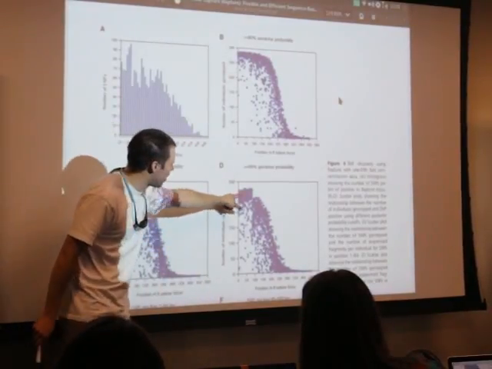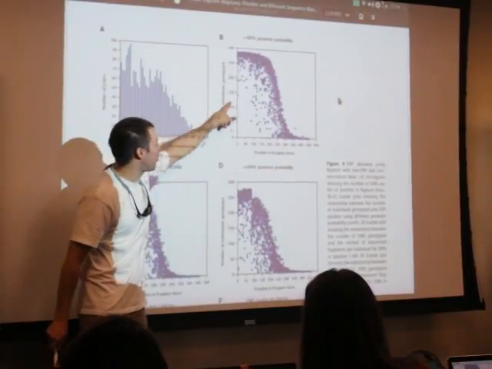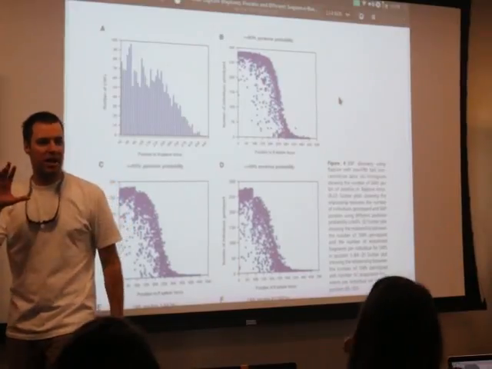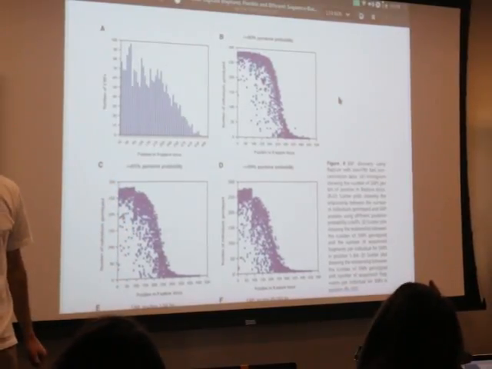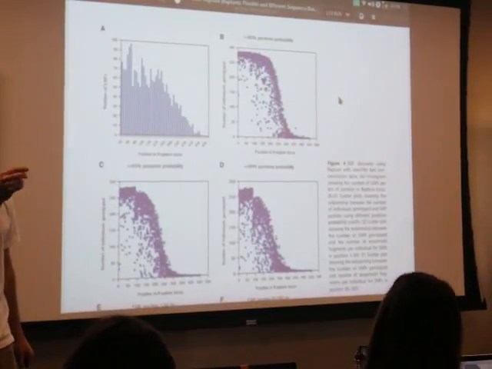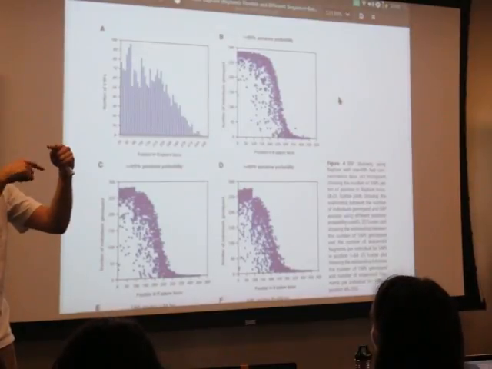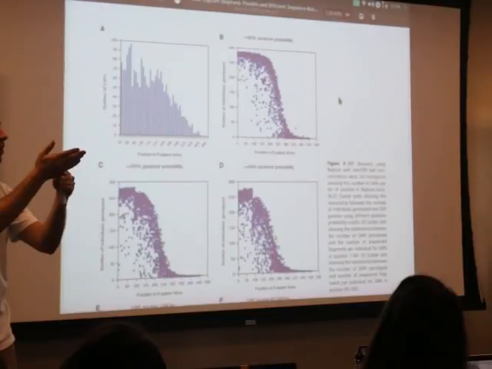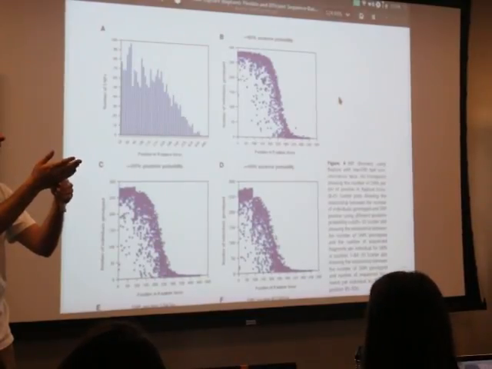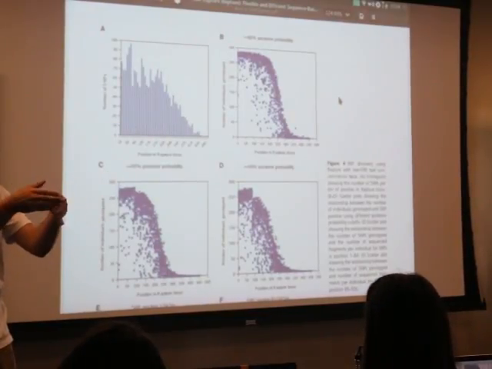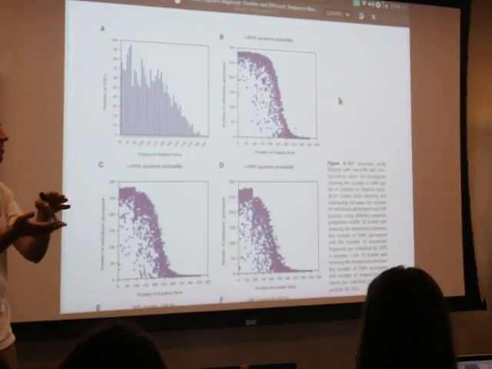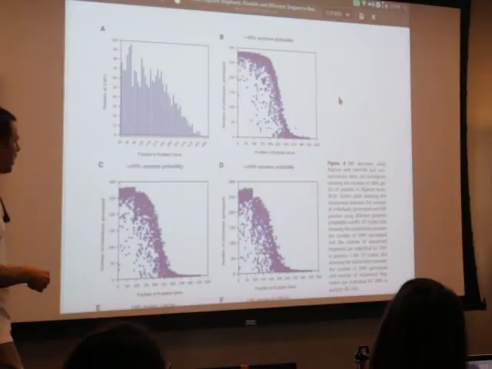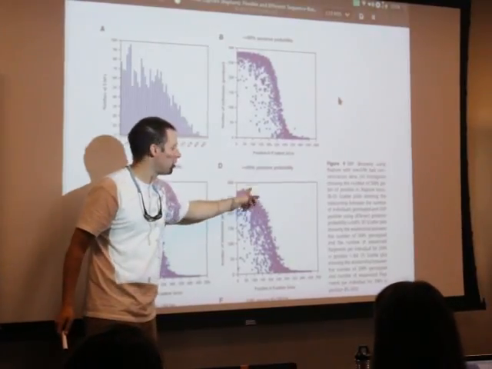Does anybody have any idea what this line is here? It didn't show up here, but it showed up when we had a 99% posterior probability cutoff. A 99% posterior probability cutoff means we're not going to call a genotype unless at least one of the three posteriors is greater than or equal to 0.99. The posteriors are always going to sum to 1. So if one of them is greater than 0.99, the other ones are definitely less than that. Okay? So what is this line right here?